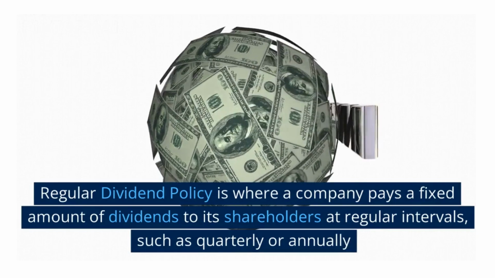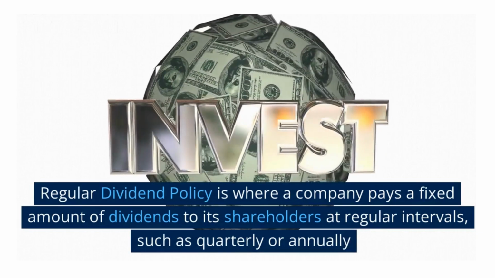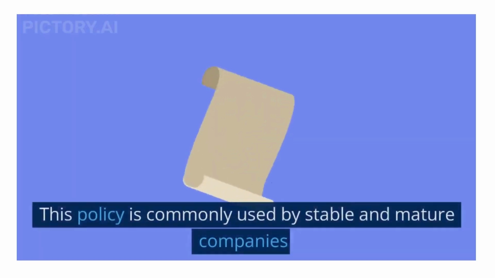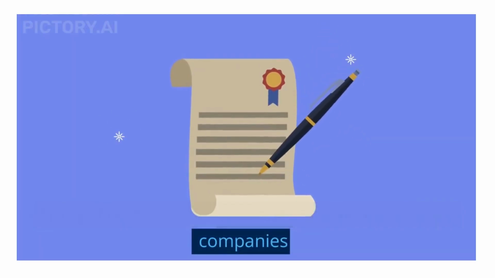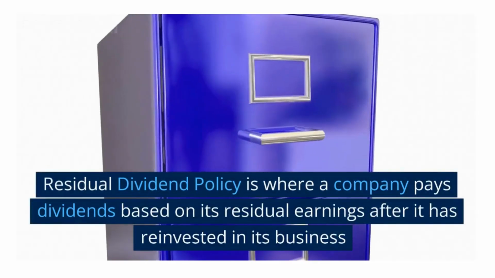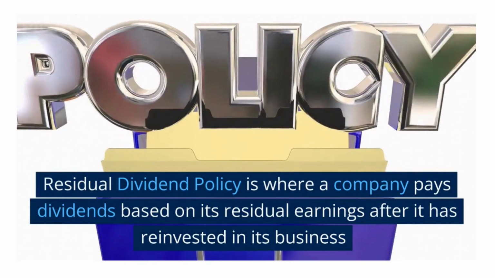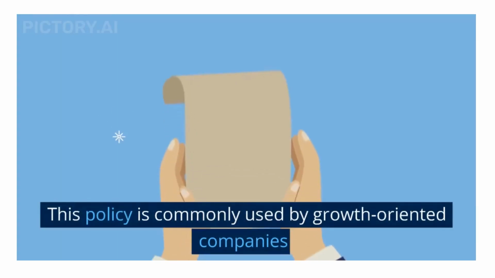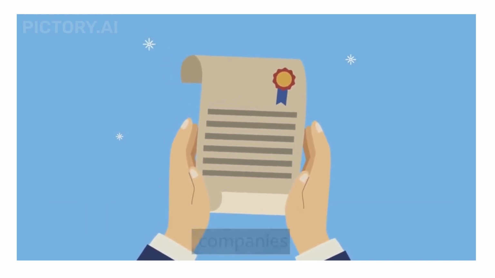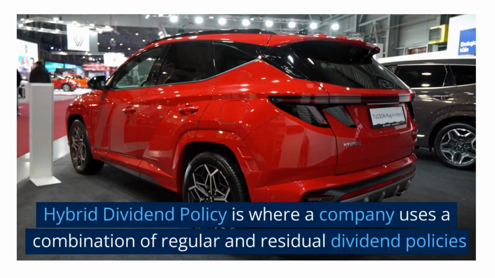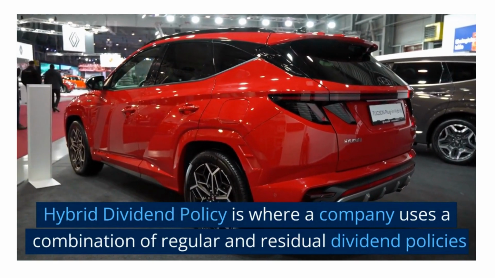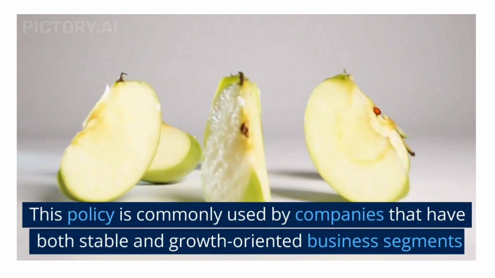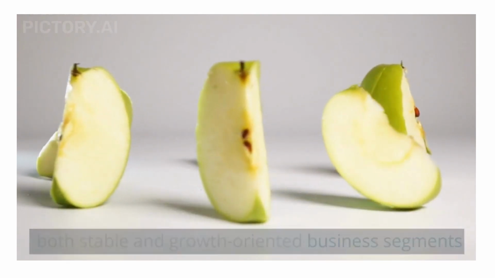Regular dividend policy is where a company pays a fixed amount of dividends to its shareholders at regular intervals, such as quarterly or annually. This policy is commonly used by stable and mature companies. Residual dividend policy is where a company pays dividends based on its residual earnings after it has reinvested in its business. This policy is commonly used by growth-oriented companies. Hybrid dividend policy is where a company uses a combination of regular and residual dividend policies. This policy is commonly used by companies that have both stable and growth-oriented business segments.